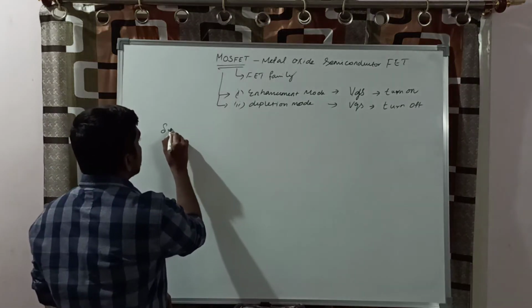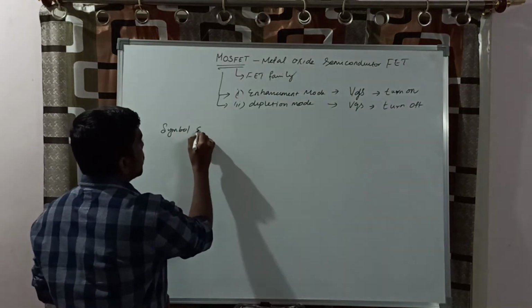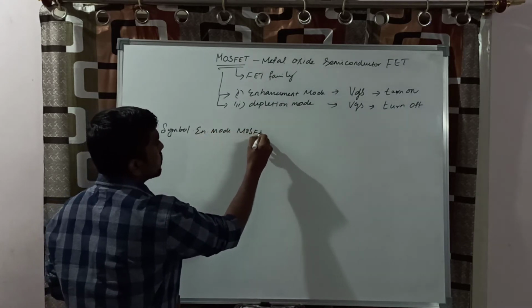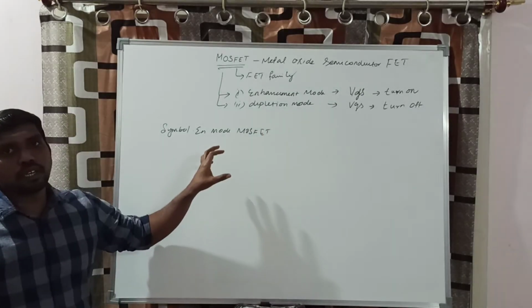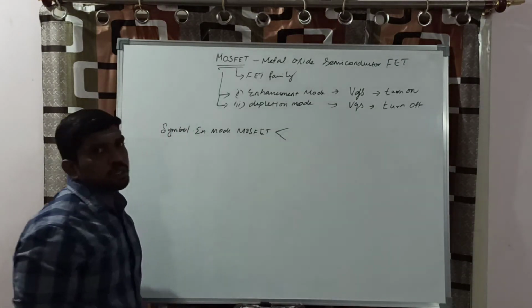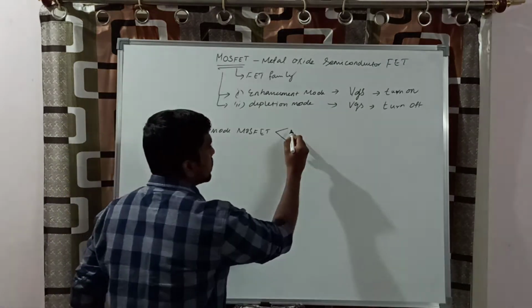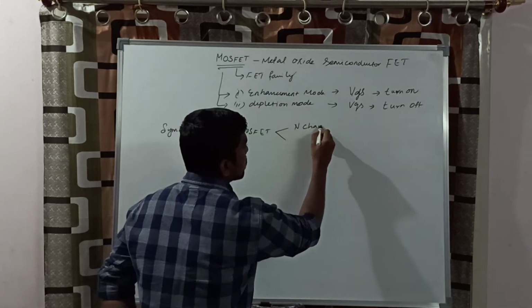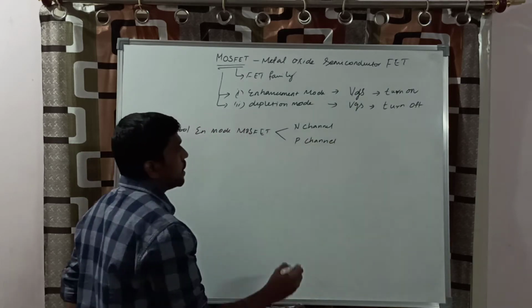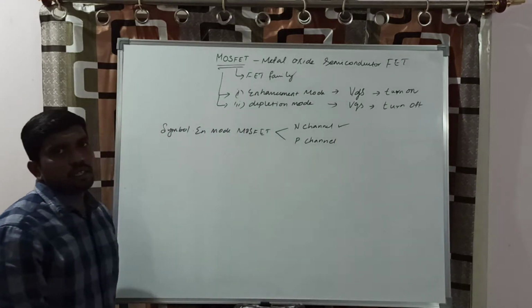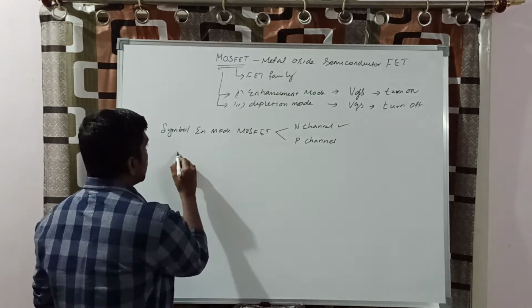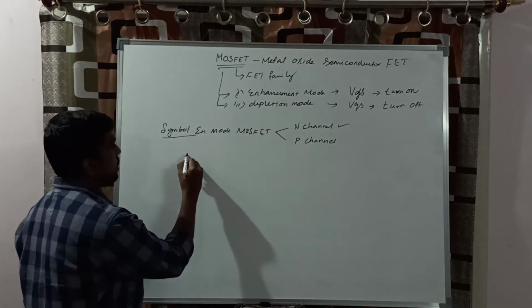The symbol of enhancement mode MOSFET. This session is only concentrating on the enhancement mode MOSFET. Here there are two possibilities for designing the enhancement MOSFET: N channel, then P channel. This video is only concentrating on the N channel. How does the N channel MOSFET operate? The symbol of enhancement mode N channel.